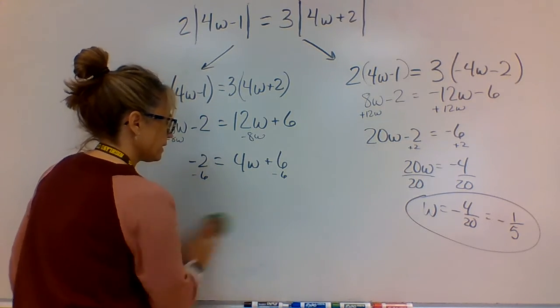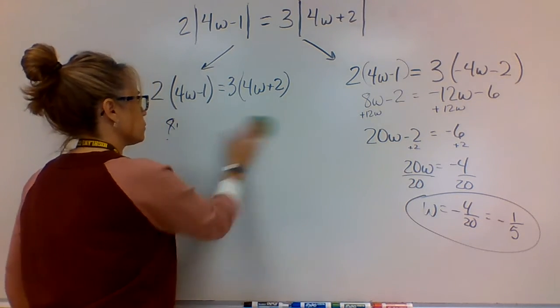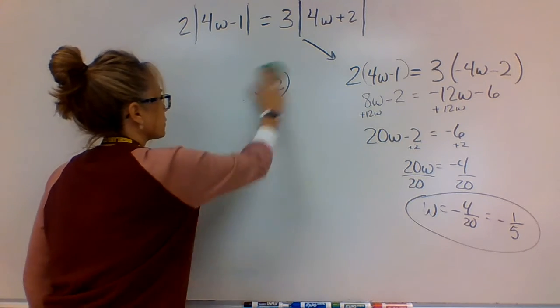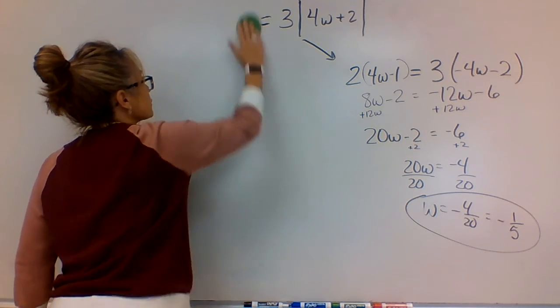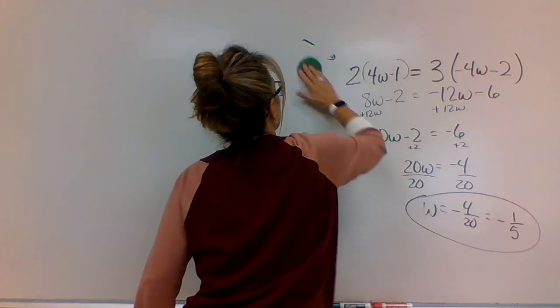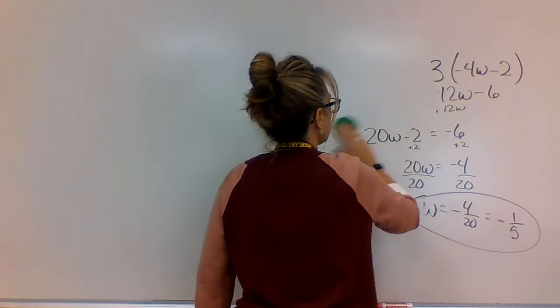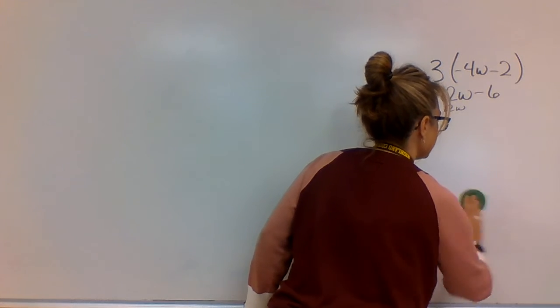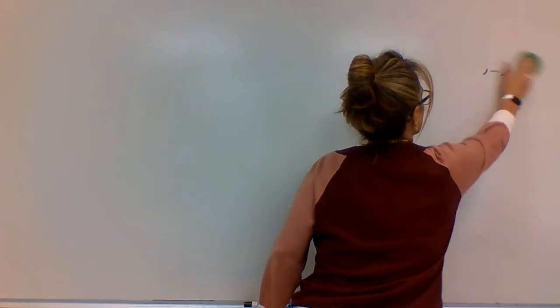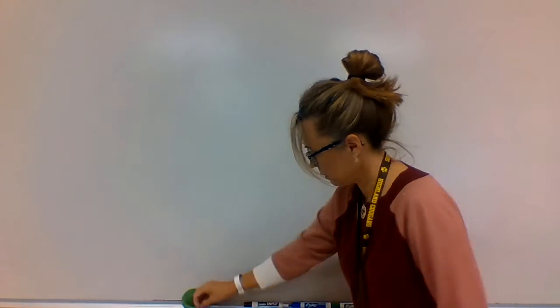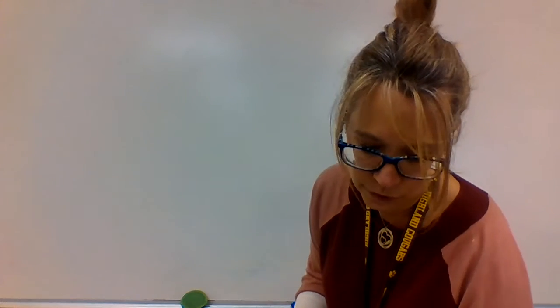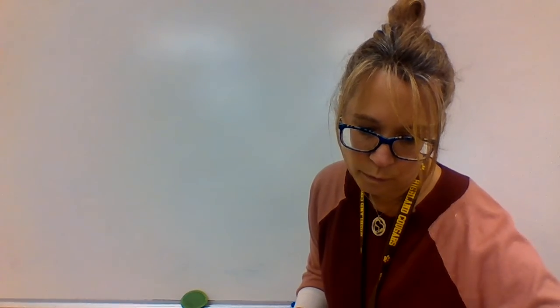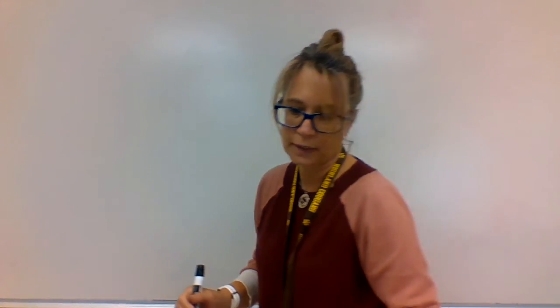Okay. Now the next thing I need to talk to you about is I want you to know what an extraneous solution is. An extraneous solution is a solution that you can reject right away. Once you get the answer, you know that there's no way it will work in the equation. So I'm going to write one down here so you can see what one of those would look like, okay?